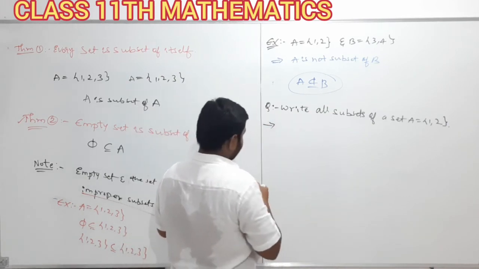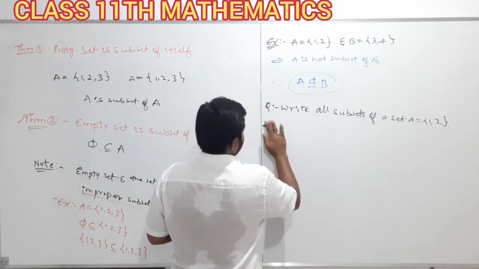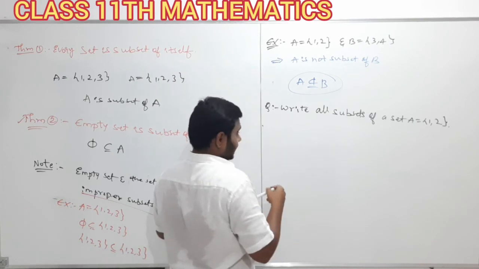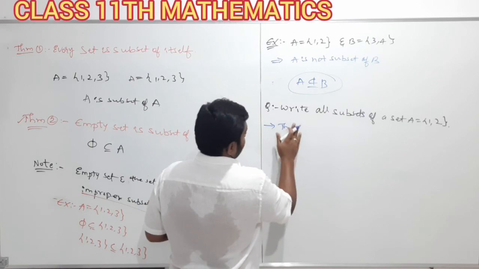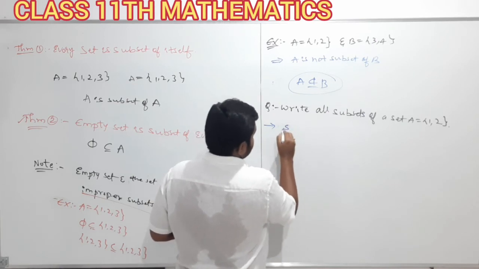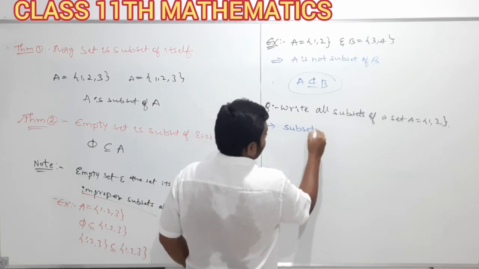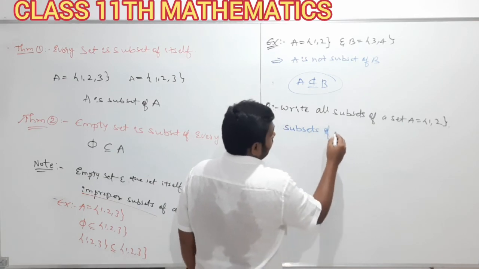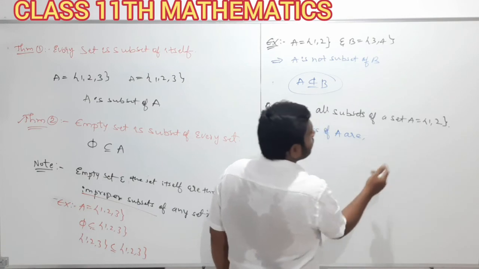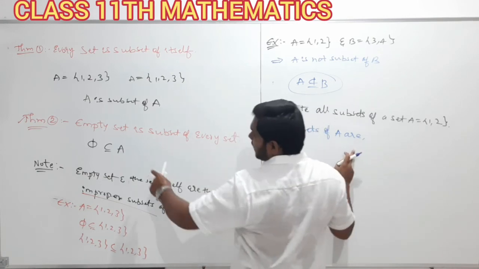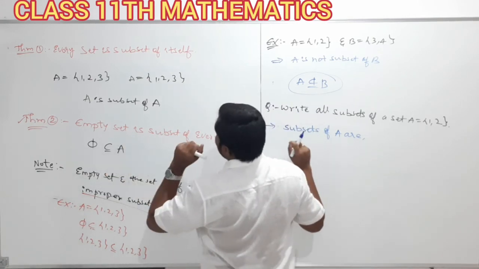Here, I'll write. First, we should write the subsets of a set A. So my dear students, here it is, the subsets of A. So what are those, my dear students? I already told you that the empty set is a subset of every set.